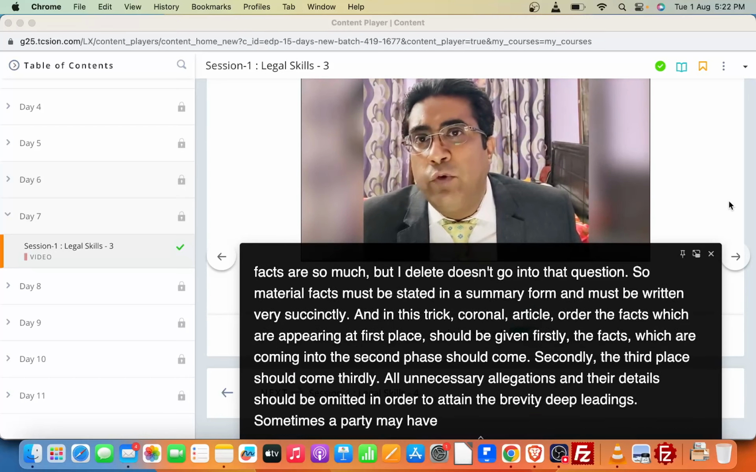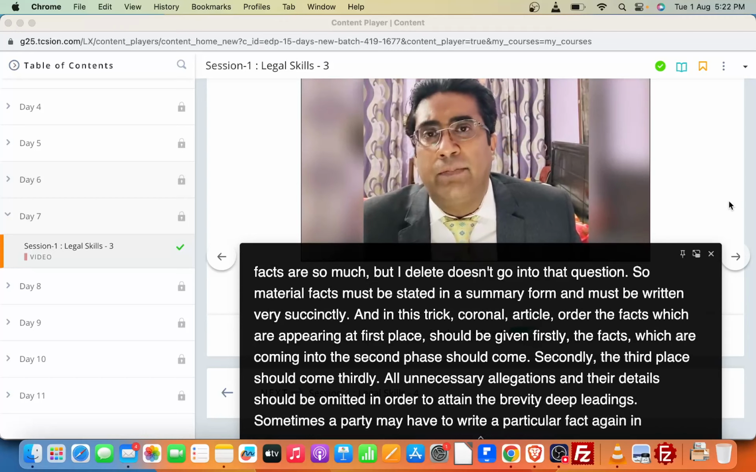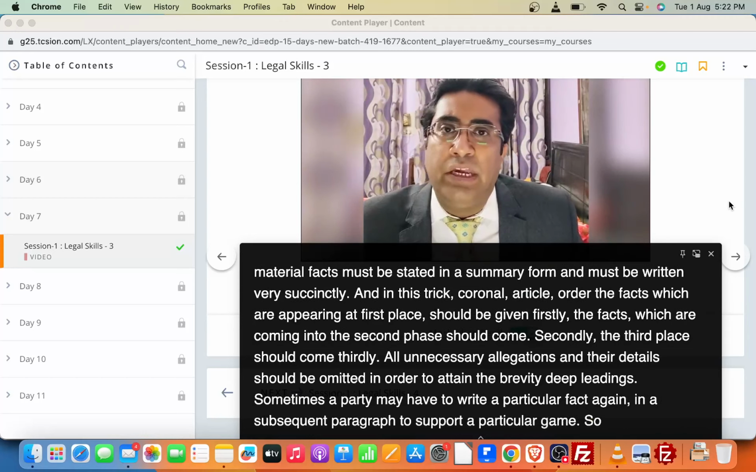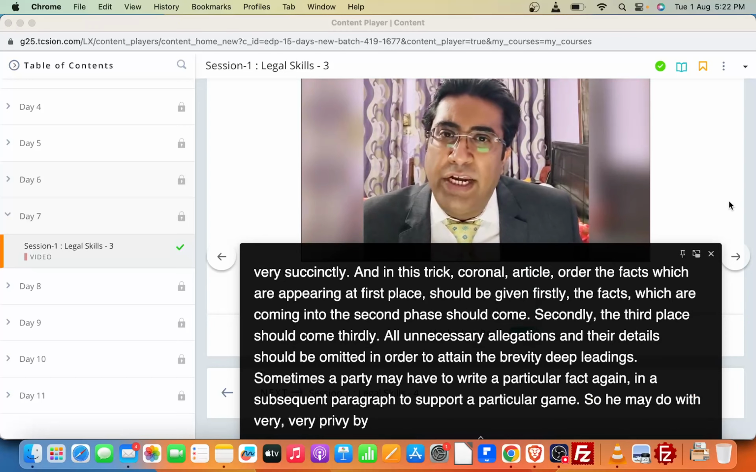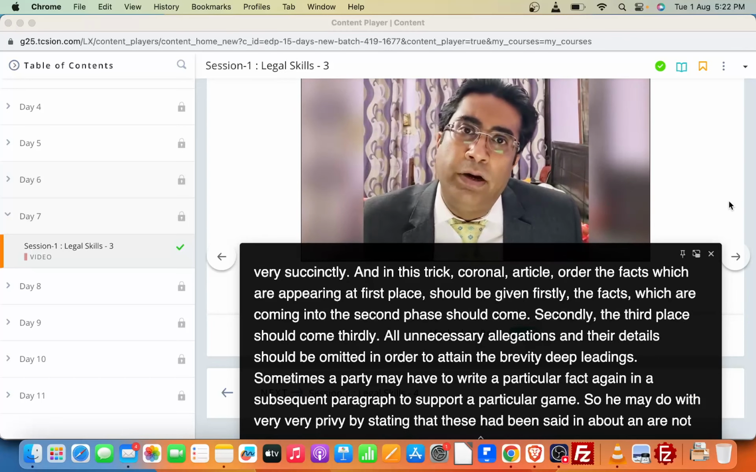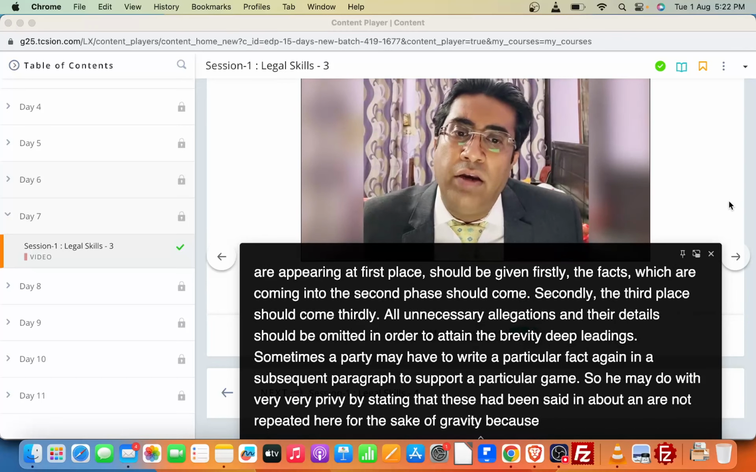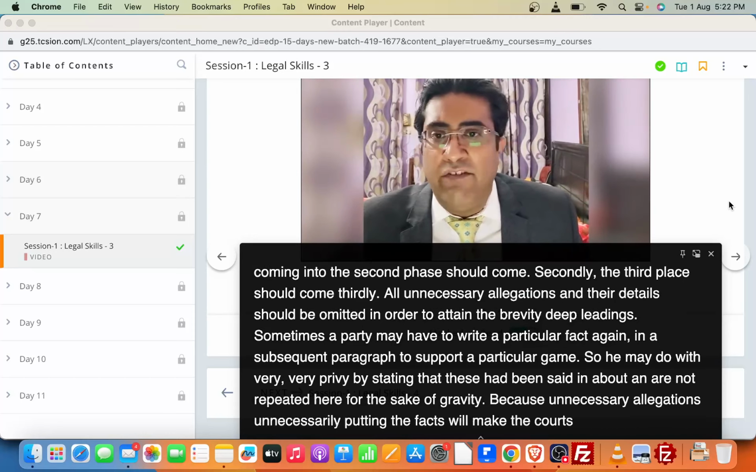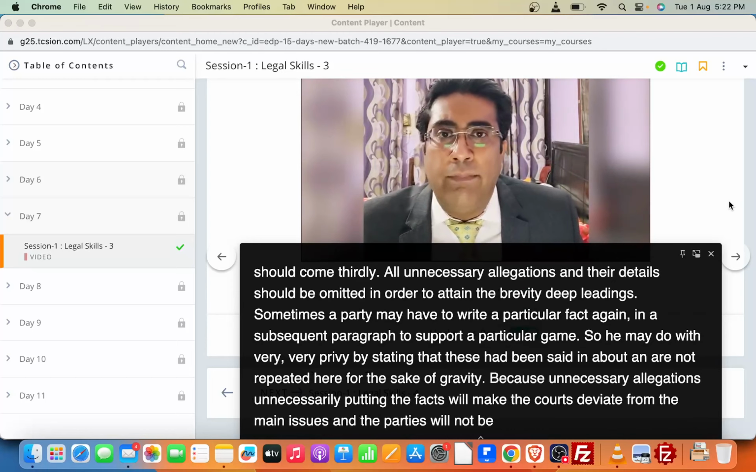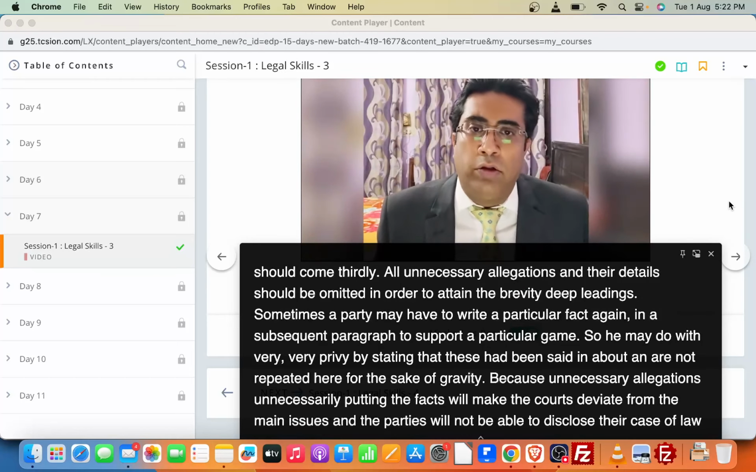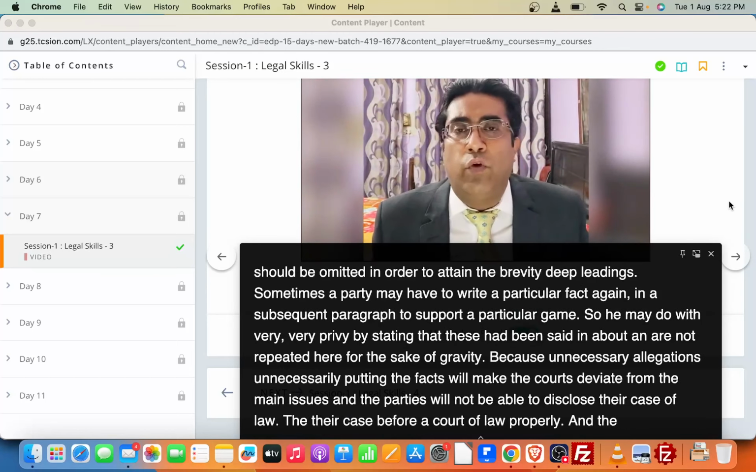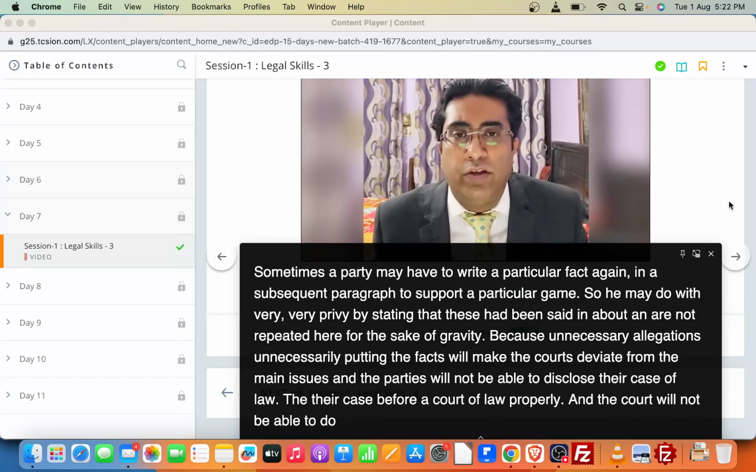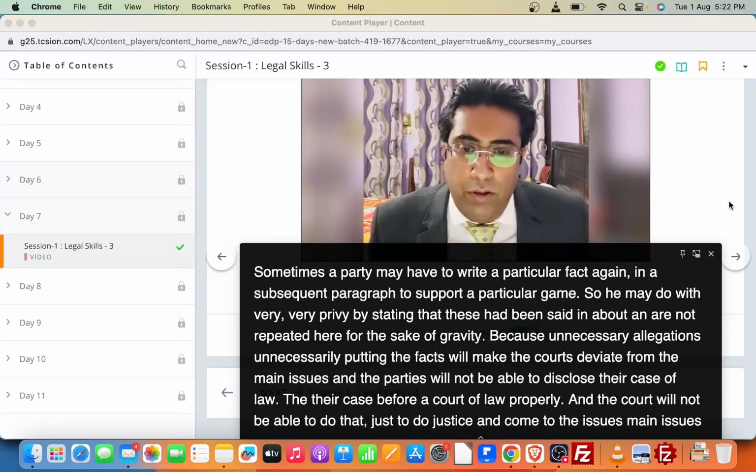Sometimes a party may have to write a particular fact again in a subsequent paragraph to support a particular claim. So he may do so with great brevity by stating that these had been said above and are not repeated here for the sake of brevity. Because unnecessary allegations, unnecessarily putting in facts, will make the courts deviate from the main issues, and the parties will not be able to disclose their case before a court of law properly, and the court will not be able to do justice and come to the main issues. So that is the way.